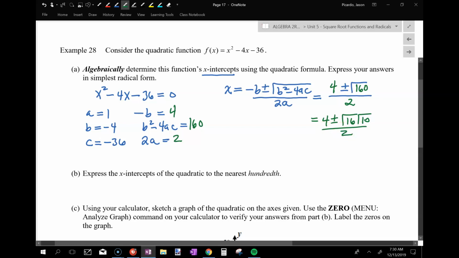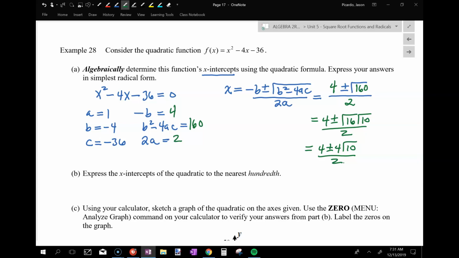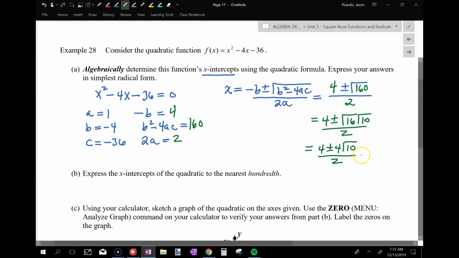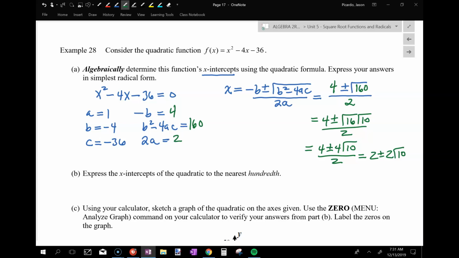So like that. What is the square root of 16? 4. Like this. But I still have one more thing I can do, because 4 radical 10, and 2, they all have a divisor of 2, right? So my final answer would be 2 plus or minus 2 radical 10. Are we okay with that?